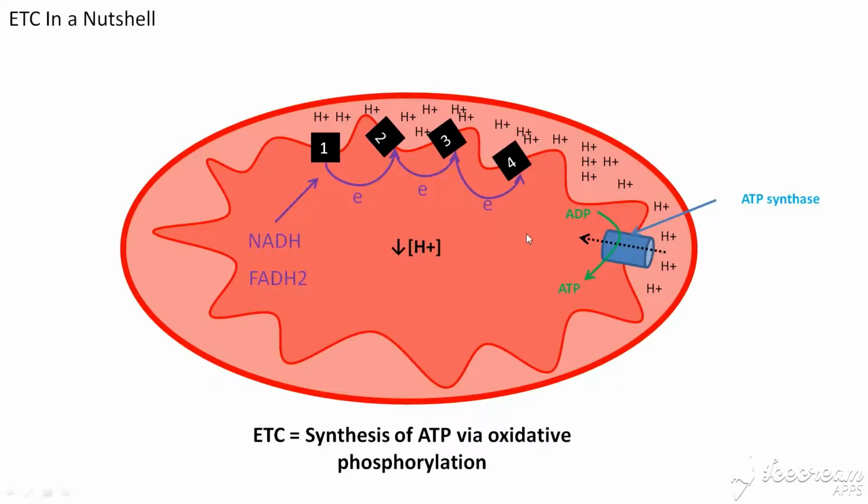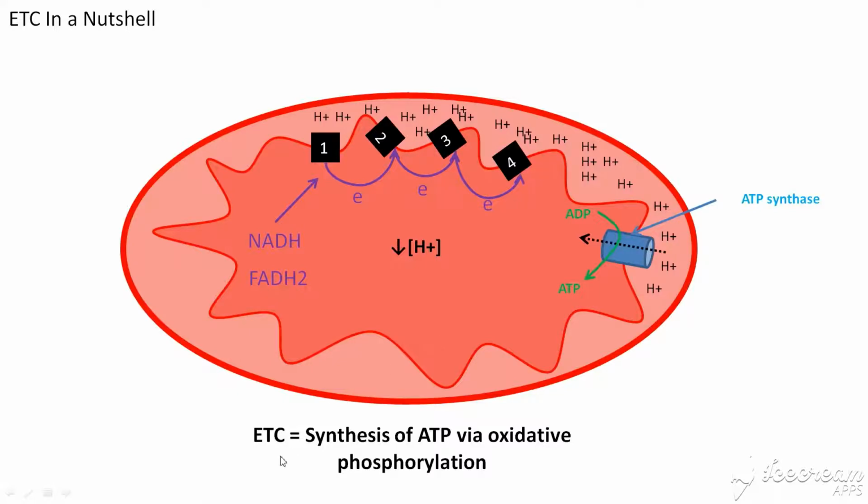So how does all this generate ATP? Well, we have a protein called the ATP synthase protein, and it's going to synthesize ATP from the movement of hydrogen ions from the high concentration in the intermembrane space into the low concentration in the mitochondrial matrix. So the more hydrogen ions that move from high concentration here to low concentration here, the more phosphorylation of ADP that you're going to get, and the more ATP that's going to be produced.